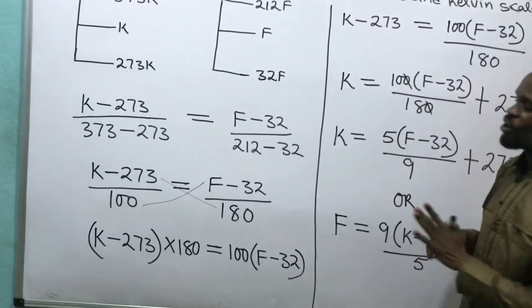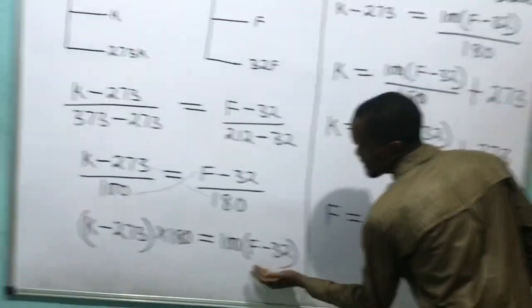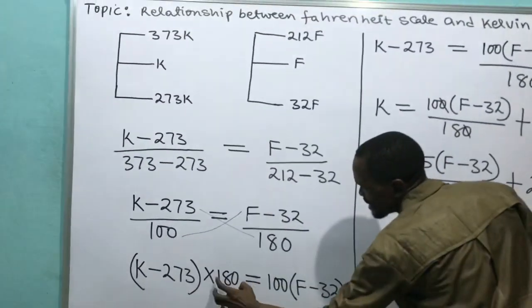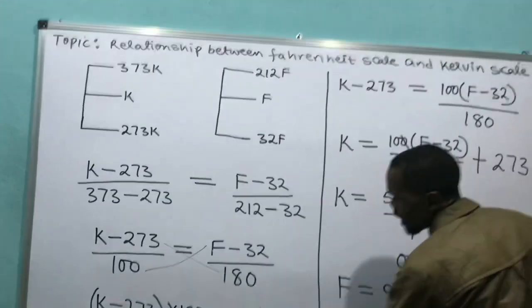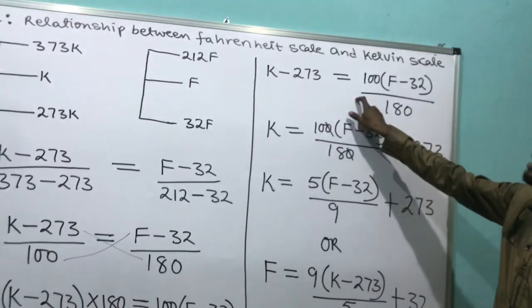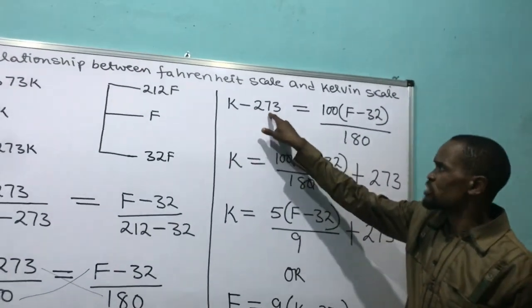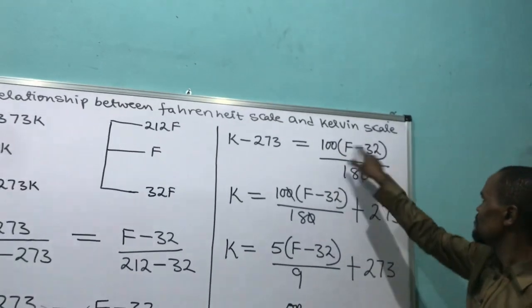I didn't cheat anybody. This side was divided by 180, and this side was divided by 180. If I divide this side by 180, this 180 will disappear and only the division by 180 will remain here. Come over here and see it properly. You see that now we have K minus 273, then 180 divided this.